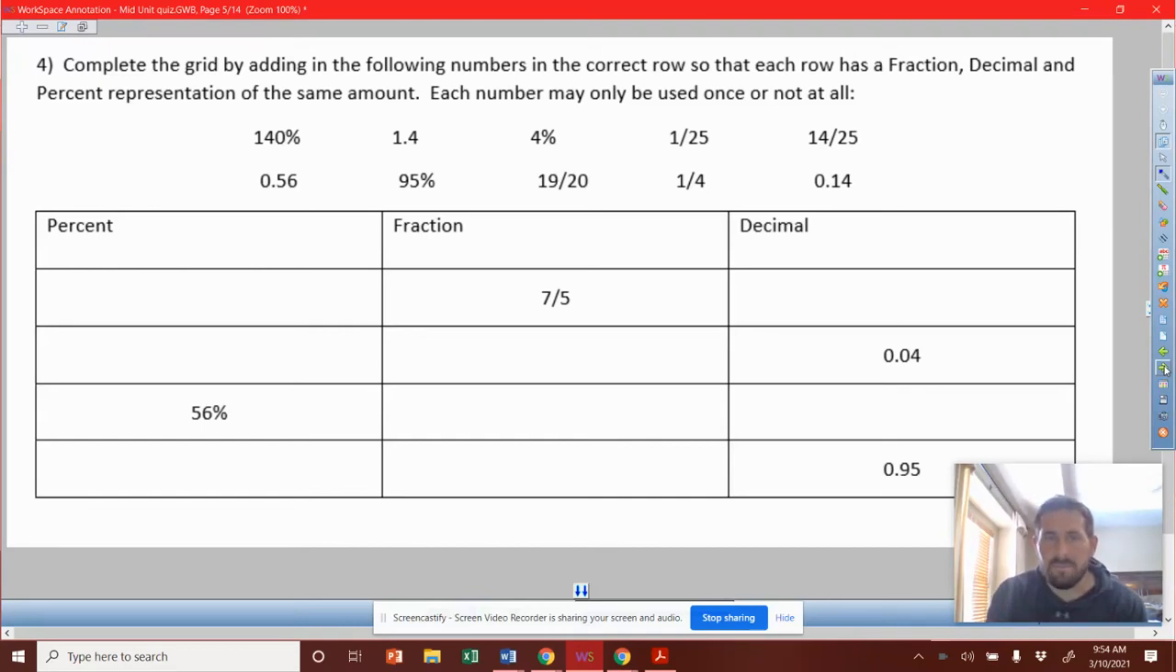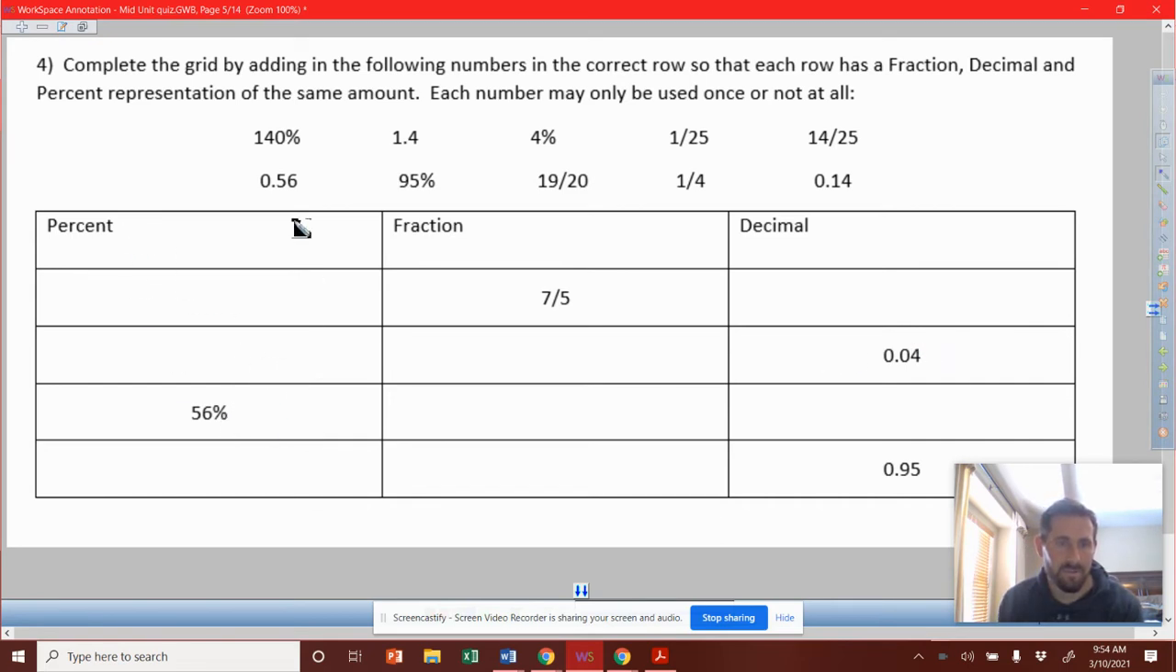This is like the game you guys played on Wednesday. If you actually did your Wednesday assignment, complete the grid by adding in the following numbers in the correct row, so that each row has a fraction, decimal, and percent representation of the same amount. Each number may only be used once or not at all. So the hint there is, I think there's 9 empty spaces, but there's 10 numbers, so you just may not use them all. So let's look at ones that we think are easy.